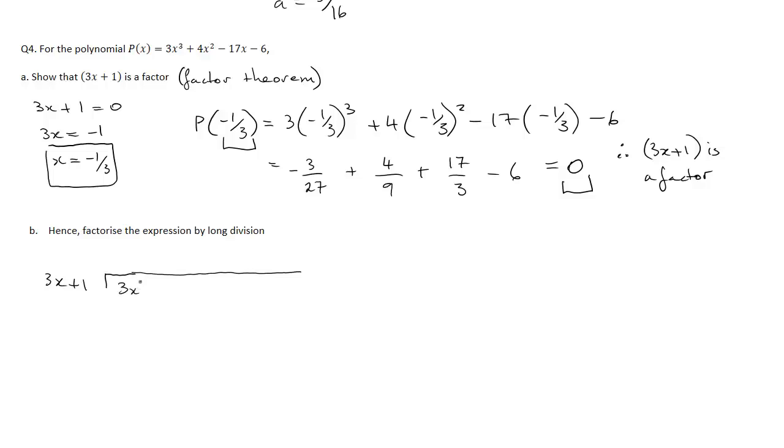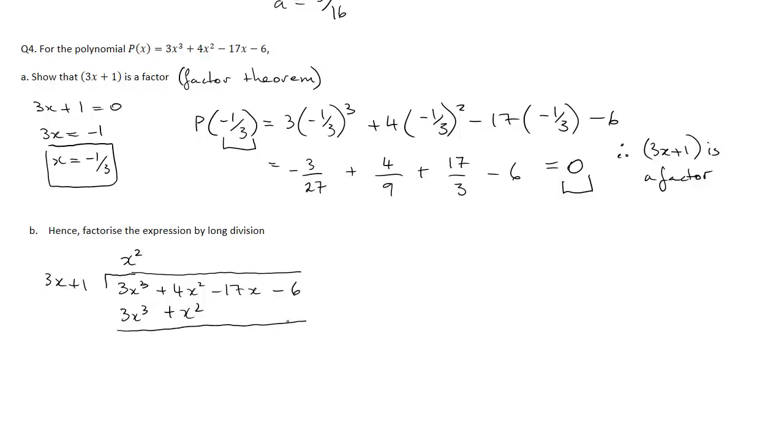So our polynomial is 3x cubed plus 4x squared minus 17x minus 6. Now we go through the process. We can take this first term in the actual polynomial and divide it by 3x, and when we do that, we get x squared. So x squared times 3x is 3x cubed, and x squared times 1 is plus x squared.